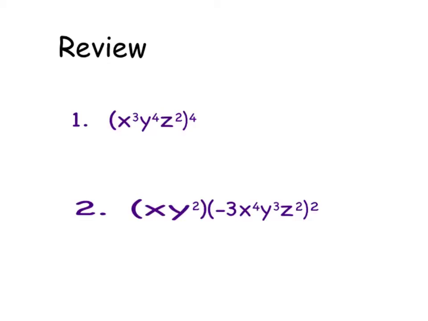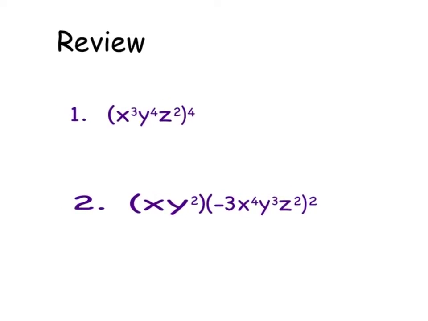Let's start this video with a quick review. This first example, we have power because I have powers raised to another power, but I also have a product. So I have to remember that this exponent goes to everything in it. When it's a power of a power, you multiply the exponents. So that would be x to the 12th, y to the 16th, z to the 8th.